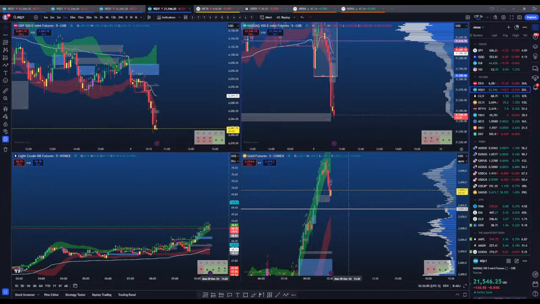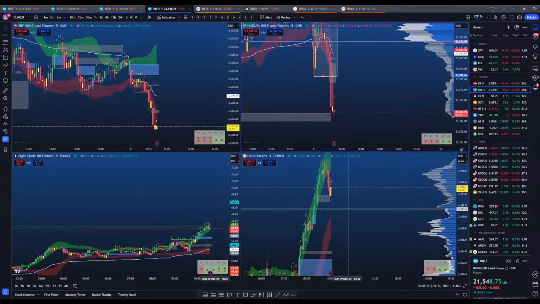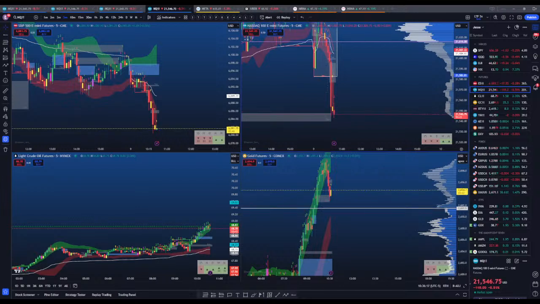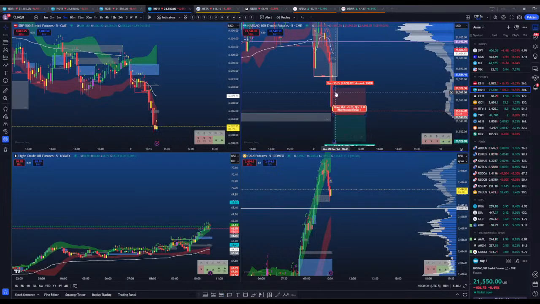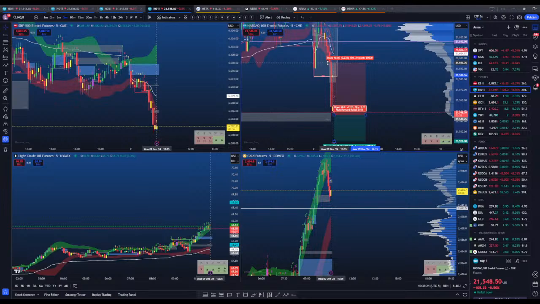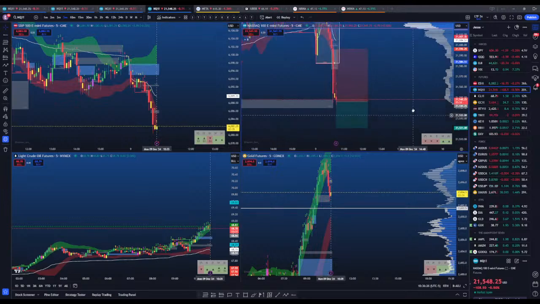Got filled at 21,546.25, 50 points. Nice. Pretty much covers that entire fair value gap.